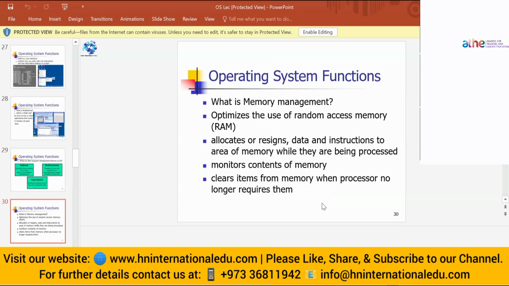Again, another function of the operating system is memory management. If we talk about memory, then it means we are talking about the RAM. It optimizes the use of random access memory. It basically allows us to use RAM in an optimal way. If I'm performing multitasking, then it allows me to operate multiple applications in RAM. It allocates or assigns data and instructions to areas of memory while they are being processed, monitors the contents of the memory, and clears items from the memory when the processor no longer requires them.